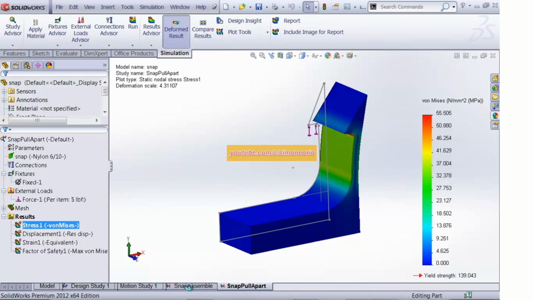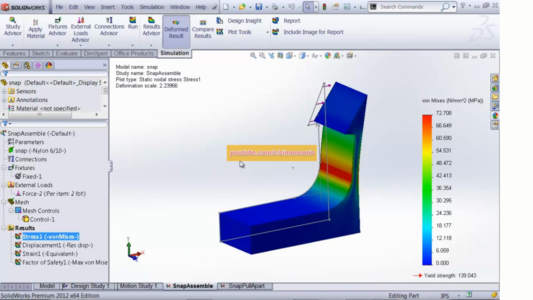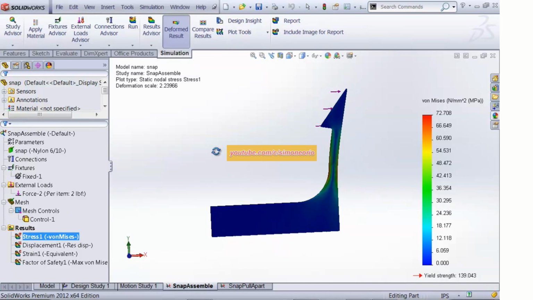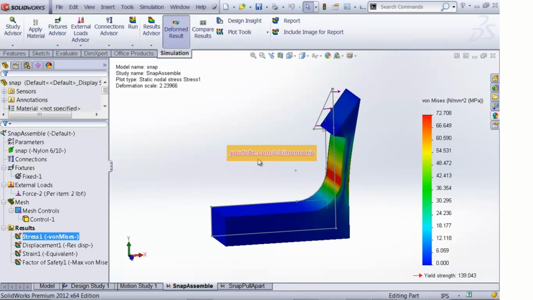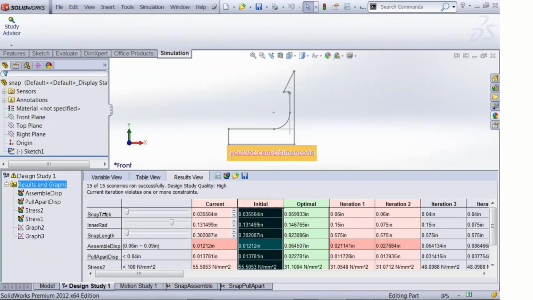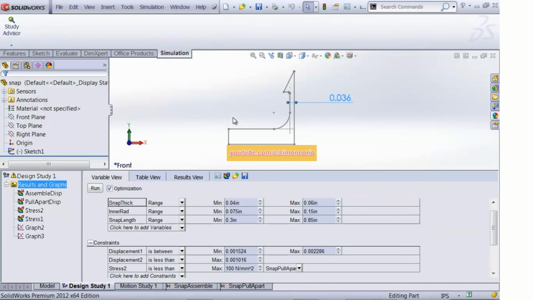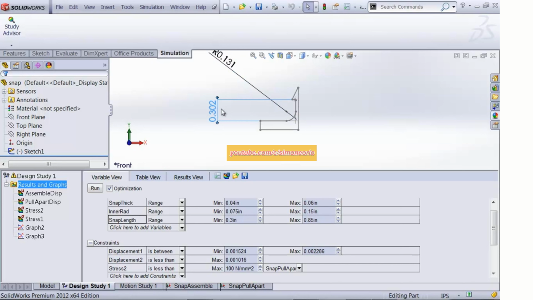This analysis is just based off of a two-dimensional sketch. And then I also have an assemble load, and I am looking at applying a force and having a minimum displacement of the snap such that my assemble force is under a certain limit, but my pull apart force is over another limit. We have a design study already set up in this model, and the variables are the thickness of the snap, which is just a sketch parameter, the inner radius of the snap, and then the height of the snap.